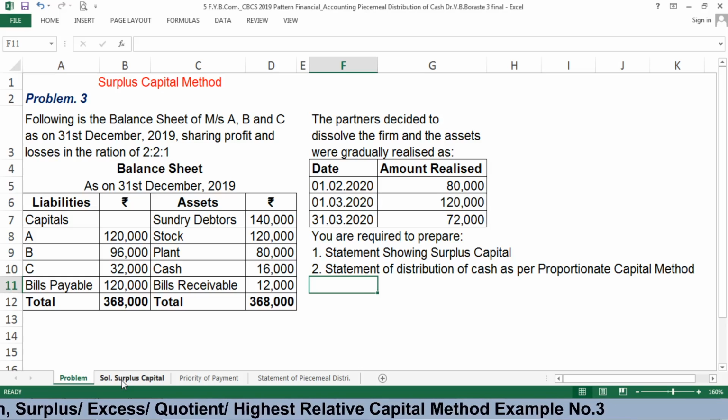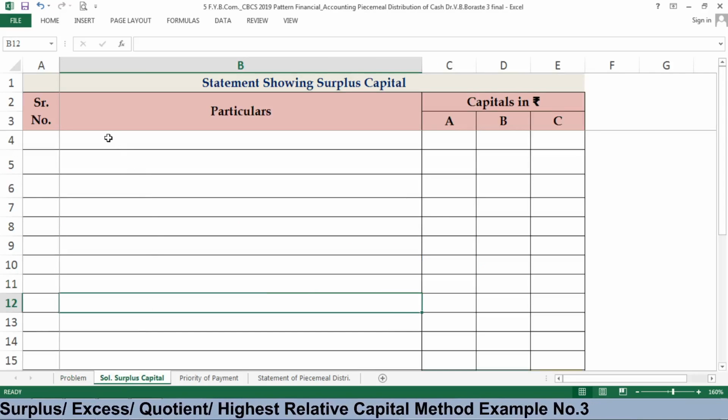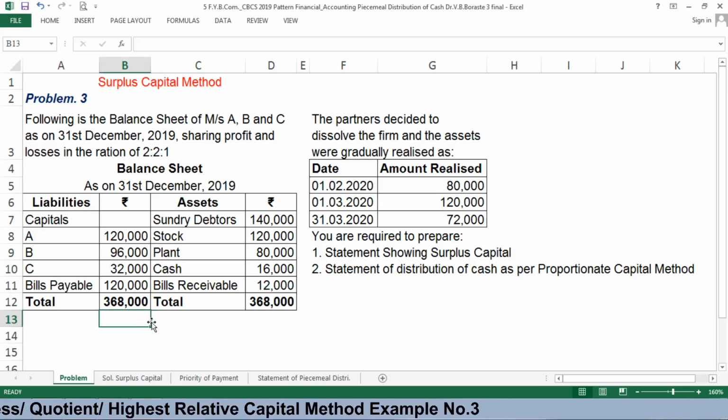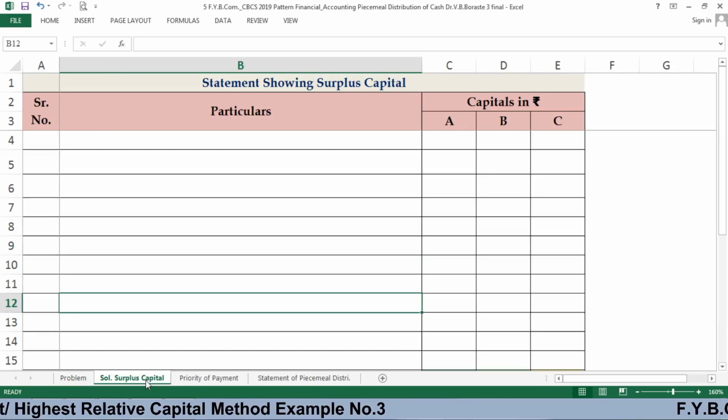First of all, you have to calculate surplus capital. What is surplus capital? As I said earlier, in this example there are three partners, A, B and C. The person who has paid more money as capital to the partnership firm has excess capital or surplus capital. So here we are going to calculate who has paid the more amount to the partnership firm. What is the formula and how can we calculate the surplus capital?